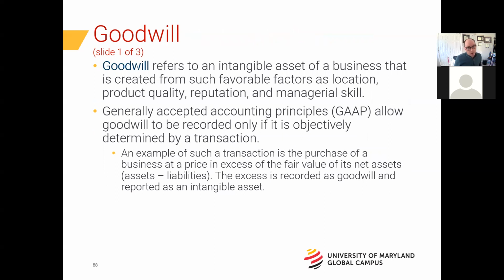Goodwill. Goodwill is an intangible asset that's created from a favorable acquisition. An example of goodwill I can give you from my personal experience is I did some consulting work for a company.